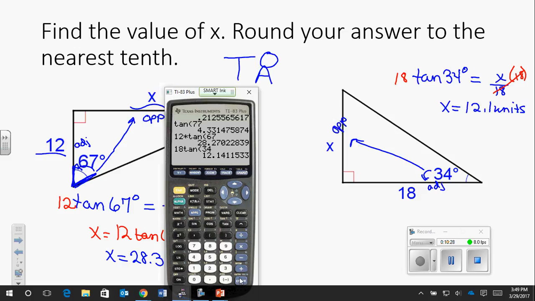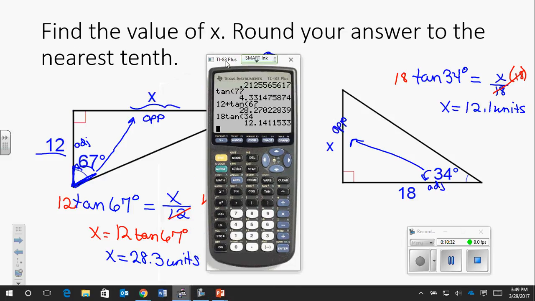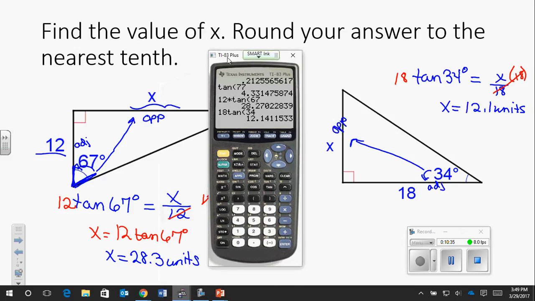Had I wanted to multiply the tangent of 34 times 18, order of operations says that we can do that. We can switch the order of a multiplication problem without impacting it. So the key to that is to remember to take the tangent of 34 and then close your parentheses. Otherwise, it will try to take 34 times 18 and then take the tangent of that angle. So we want the tangent of 34 times 18, and you should get the same result, provided you close your parentheses.